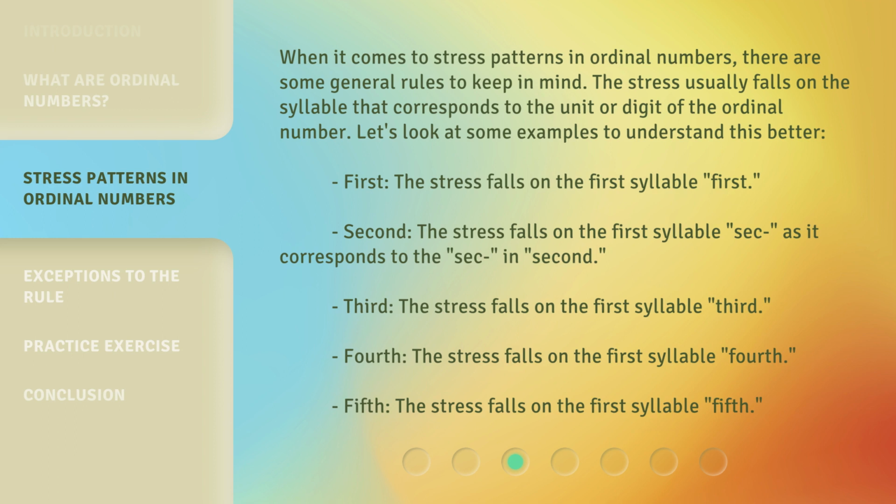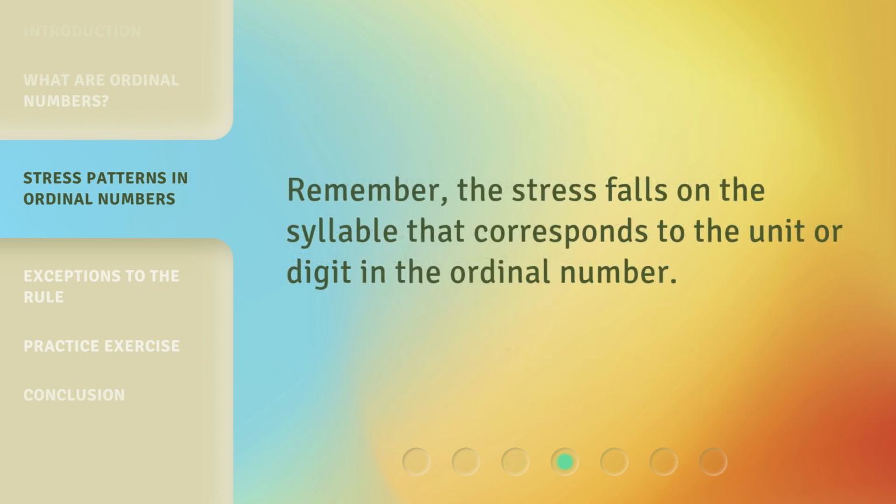First, the stress falls on the first syllable, first. Second, the stress falls on the first syllable, sec, as it corresponds to the sec in second. Third, the stress falls on the first syllable, third. Fourth, the stress falls on the first syllable, fourth. Fifth, the stress falls on the first syllable, fifth. Remember, the stress falls on the syllable that corresponds to the unit or digit in the ordinal number.